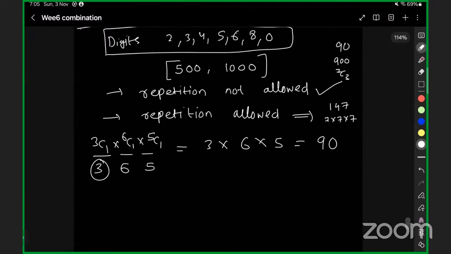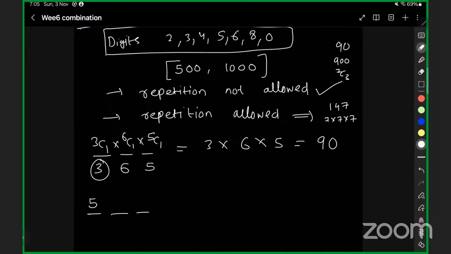Okay, so let me solve it. Again, we have 3 positions. For the first one, do we take 2? No, because the number will be less than 500. Whatever number forms with 2, the maximum can be 299, right? So you can see it is going to be less than 500, and I want more than 500.